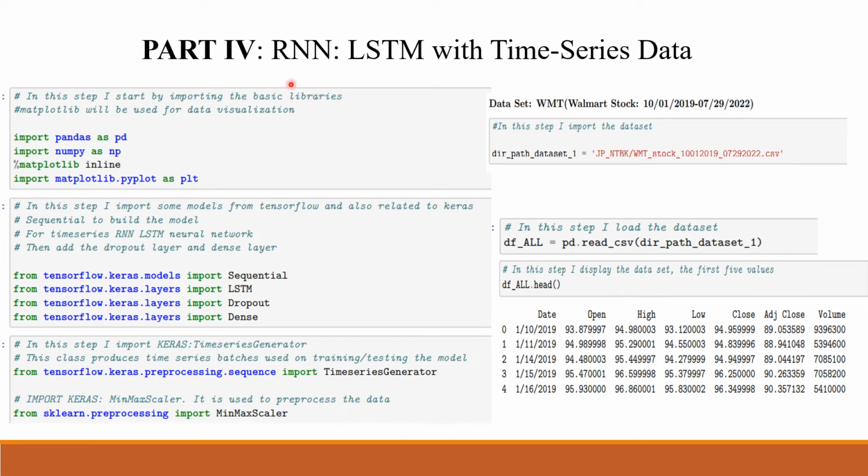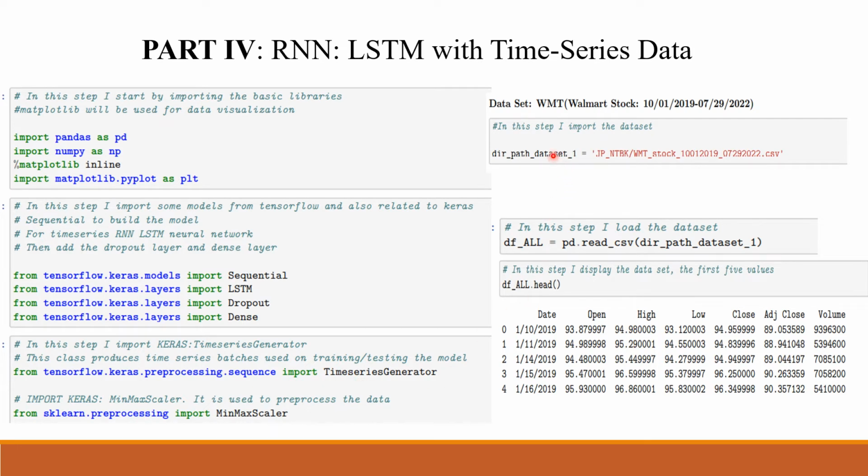In this step, I will take you through the coding steps in Python that I undertook to build, train, test, and forecast the LSTM with time series data. I started by importing the basic libraries: pandas, numpy, and matplotlib, which is used for visualization. Next, I imported the models from TensorFlow and Keras. This was the sequential model. Then for the layers, I imported LSTM, dropout, and the dense layer. Then I also imported the time series generator and the min-max scaler, for the same purpose that I discussed earlier for the sine wave data.